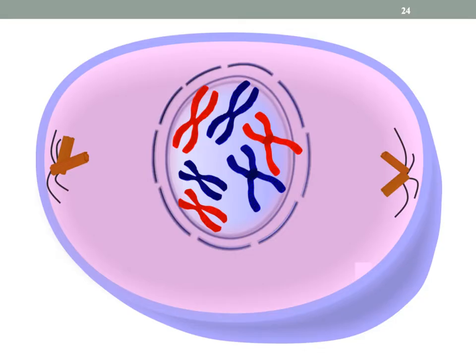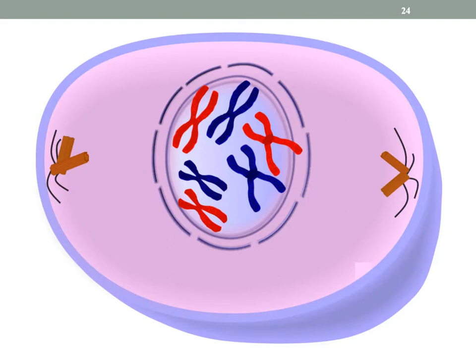So here is a typical cell in prophase. You'll notice that the nuclear membrane has started to break down. That's the indication by the little marks here. Notice that you see chromosomes for the first time, these little X-like structures. And then also the centrioles have moved to opposite ends of the cell.